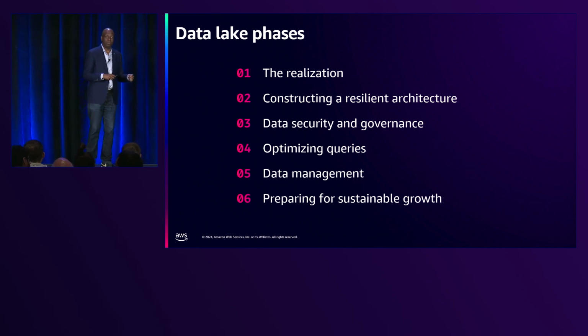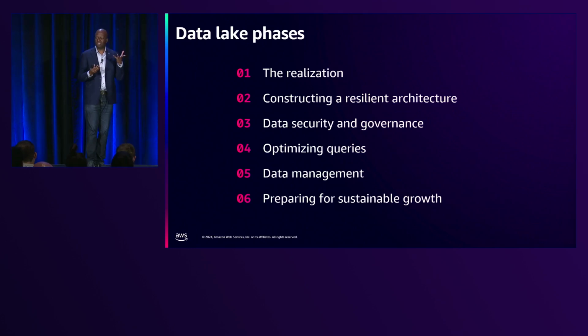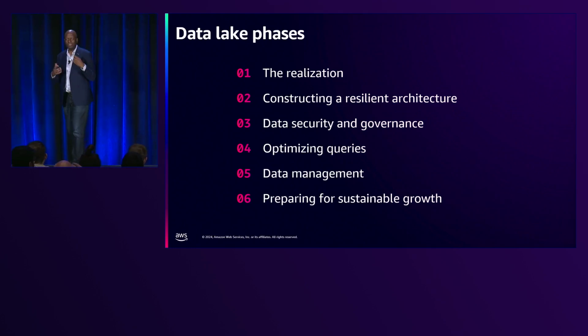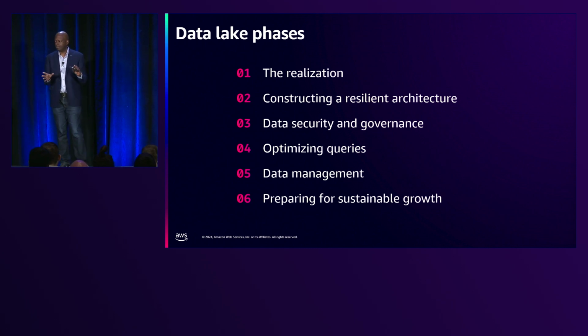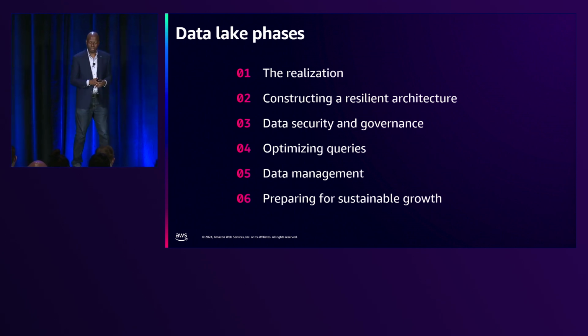because we actually do have a lot of information in this talk, we've broken it down into 6 phases, 6 sections. The first is the realization, and to solve a problem, the first thing you need to realize is, hey, we have a problem here. So we'll talk about that. And then the next thing is, we need to create a resilient architecture around our data lake. So what does that look like?